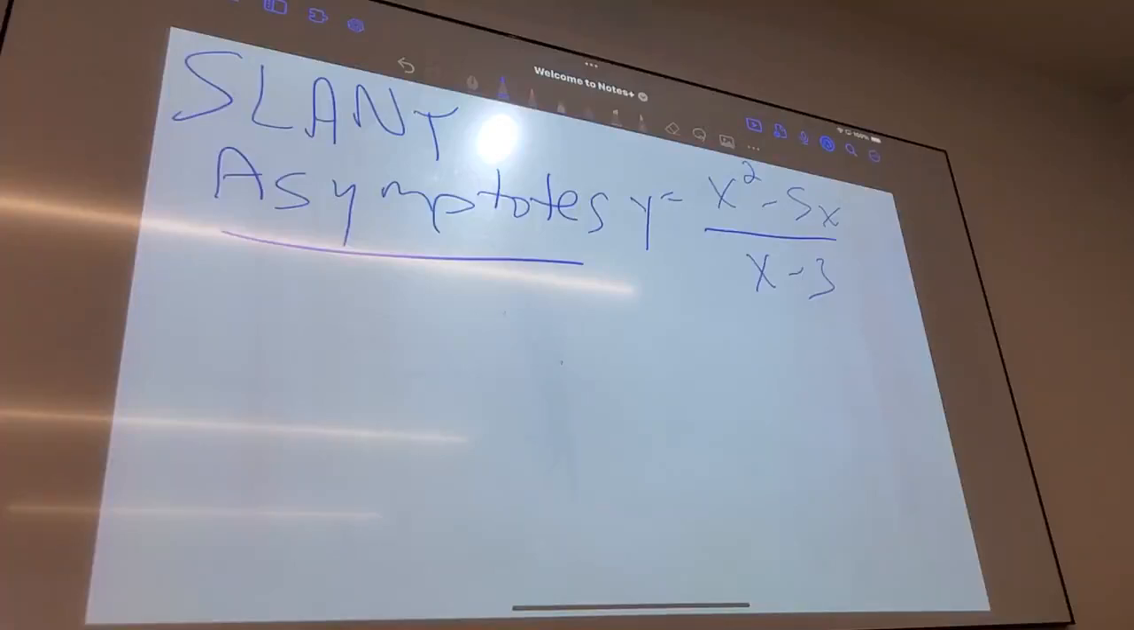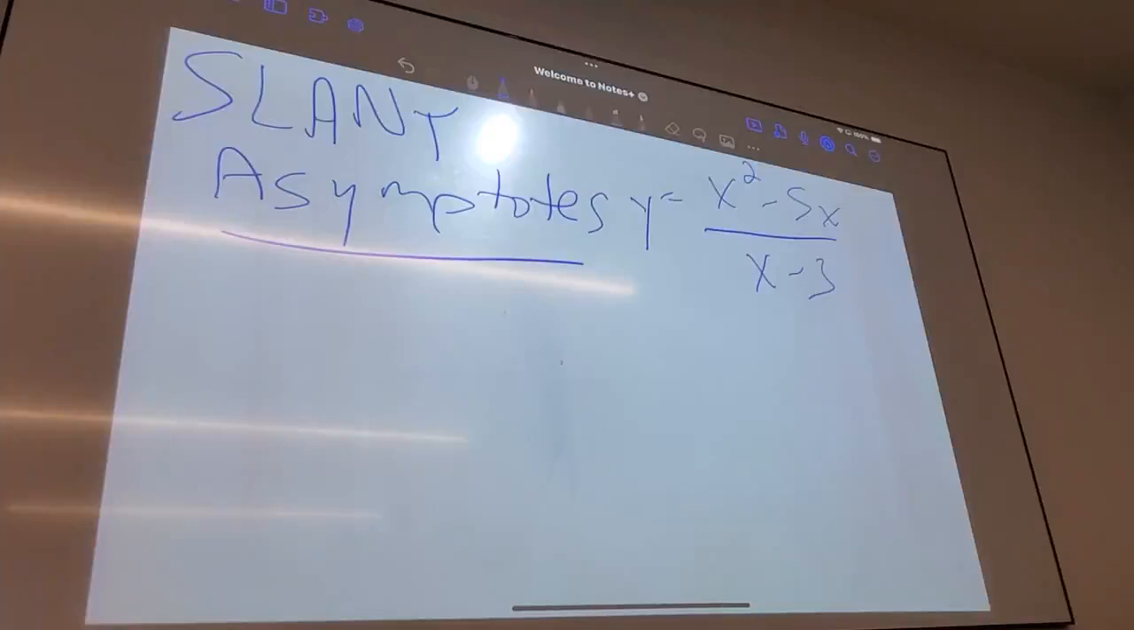The bottom degree is smaller than the top. Can you divide this thing? Yes, you can, of course. Can you long divide it? Or even better, synthetic. Why does synthetic division work on this one? Because the bottom is linear, slope 1.